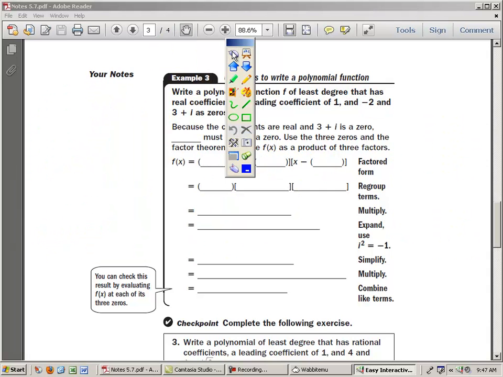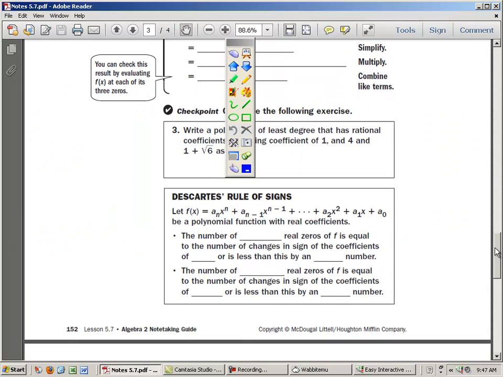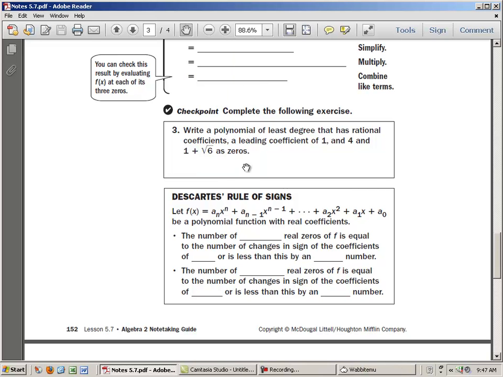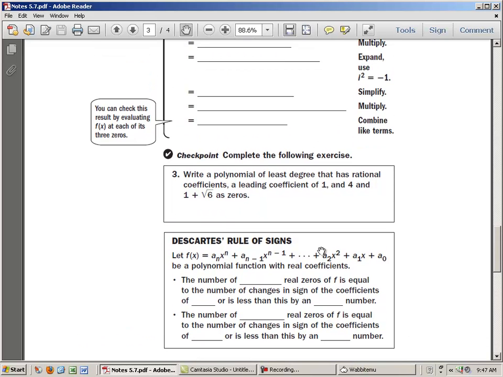We will be back with a solution for that tomorrow. Unfortunately, I'm running out of time here today to finish recording. We are not going to be doing the Descartes rule of signs, so I want you to try this checkpoint problem, and we'll be back, and that's the first thing we'll discuss tomorrow when we go over that solution.